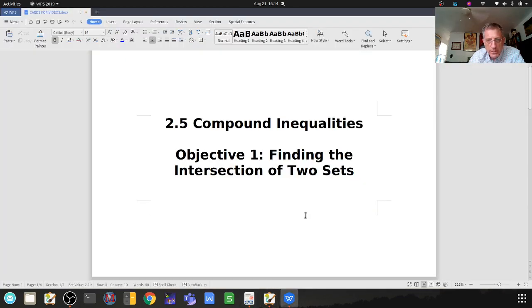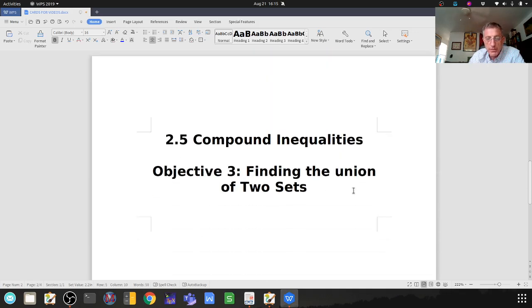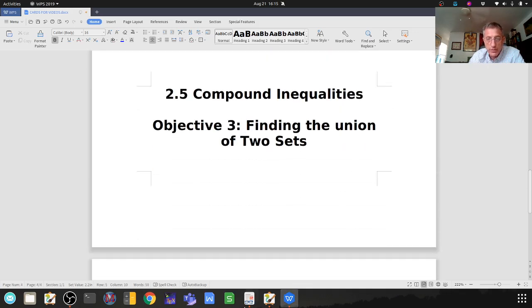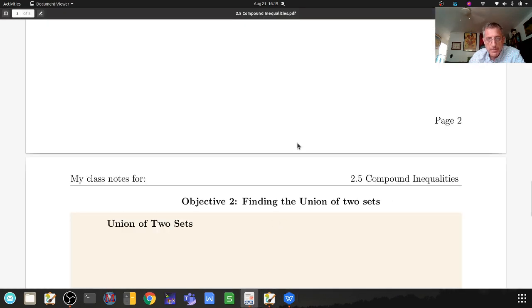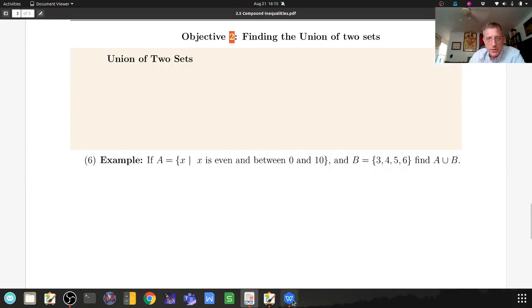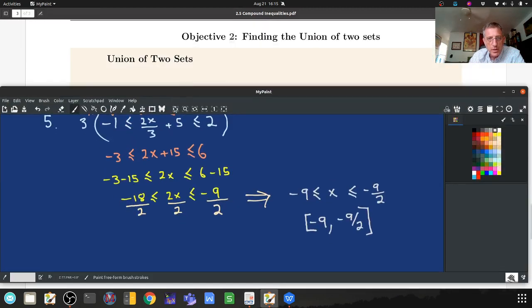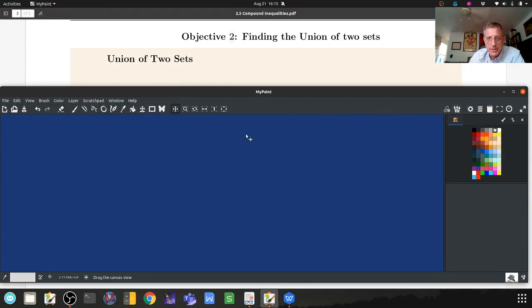So objective 2 is going to be solving compound inequalities containing, well, we're on objective 3, finding the union of two sets. I said objective 2, that's just a typo. I'll eventually fix it. So the union of two sets. So let's look at the union of two sets. The union of two sets is really similar to the intersection of two sets. So let A and B be two sets.